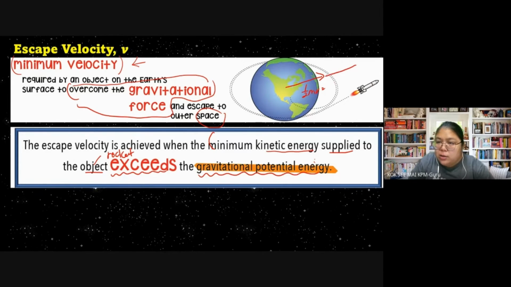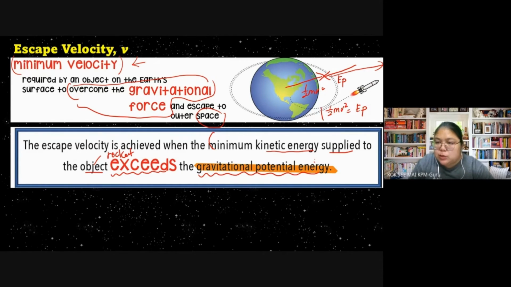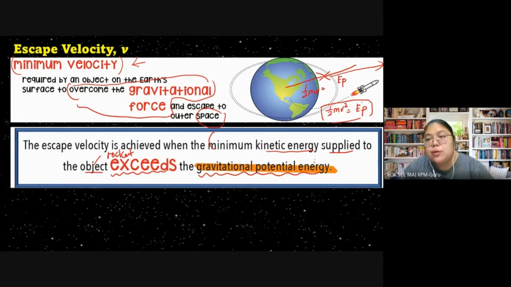There is one energy that pulls you back and doesn't let you go. It's the gravitational potential energy, EP. If you overcome this EP, that means you can go outside. It's straightforward. So how do you overcome the EP? You overcome the gravitation with the kinetic energy. Suppose half mv squared equals the EP. If you cannot go up, it's equal. If you overcome it, so you have more than the EP, that means you can go outside.